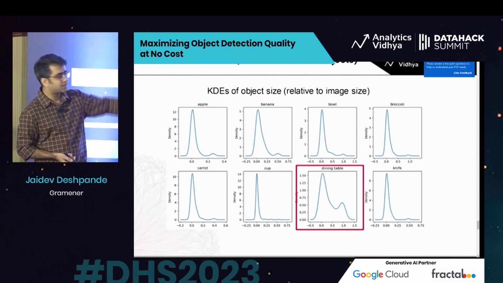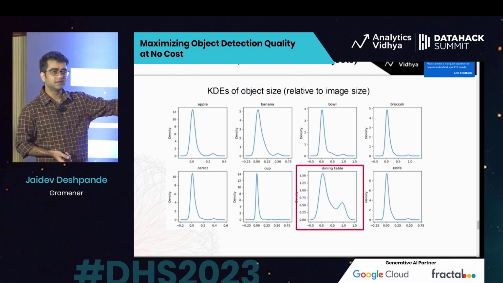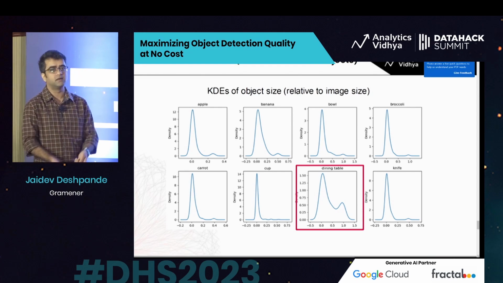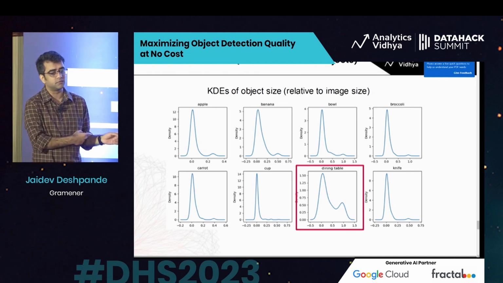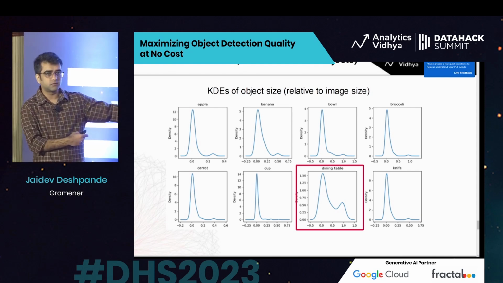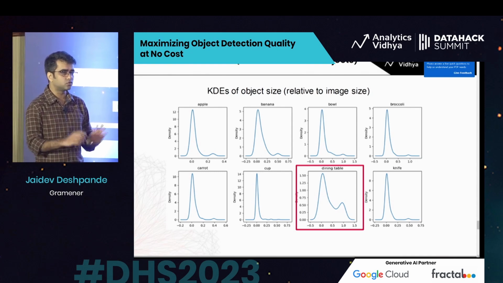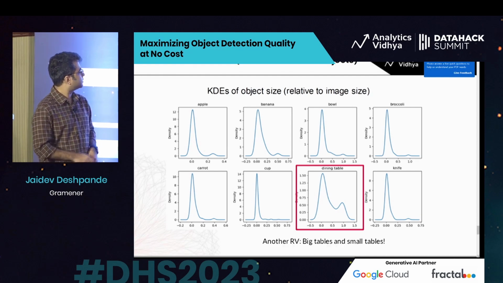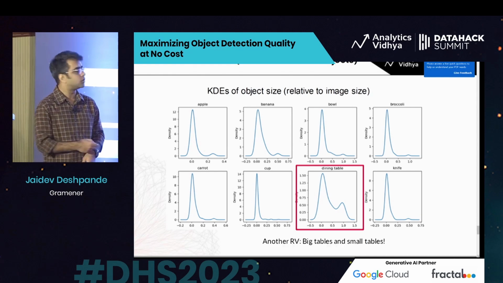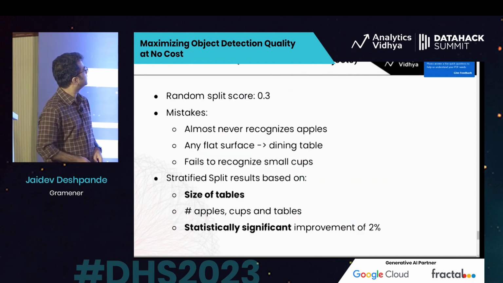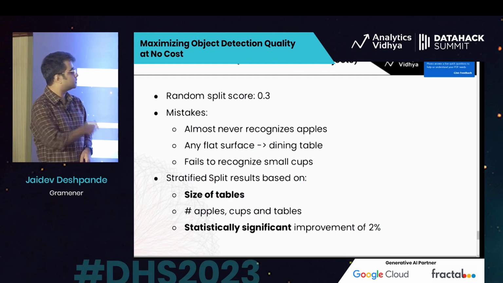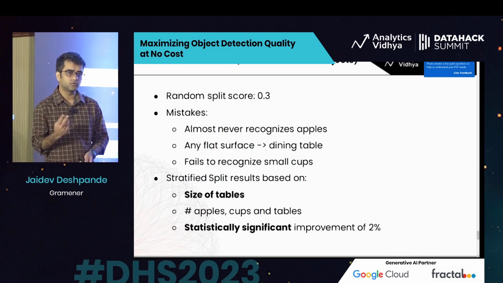So you can very comfortably split that between the 2 and have another random variable, because this is now a Bernoulli variable. I already have the 3. I add a 4th, easy enough to do, it's not too complicated. And when that is done, we simply have big and small tables. That's another RV to consider. And when we do that, stratified based on size of tables, we get a statistically significant improvement of 2%.